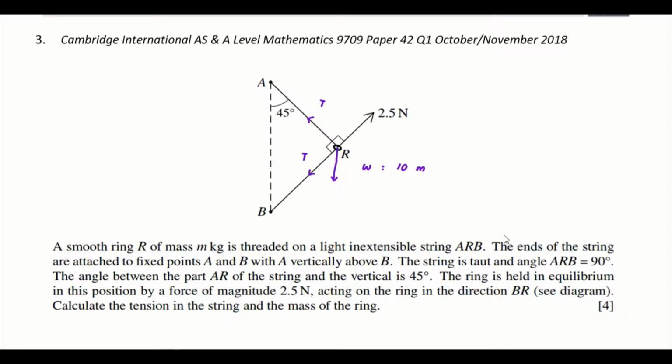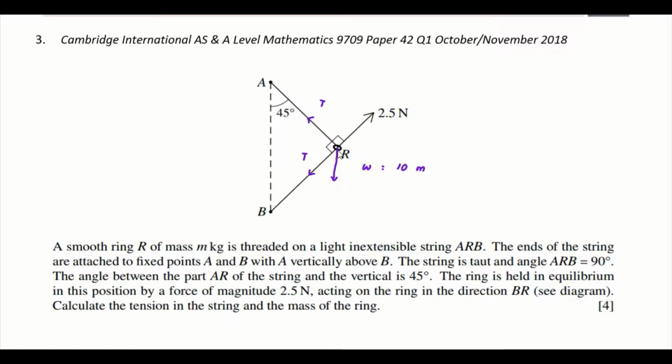Then the end of the string is attached to fixed points A and B, and A is vertically above, so this is a vertical line. The string is taut, which means it's not slack, so there is tension, right? So that's why having a tension is correct. Then the angle ARB here is 90 degrees. The angle between the part AR of the string and the vertical is 45, so the vertical and the string here is 45.